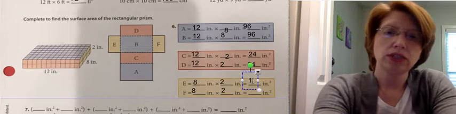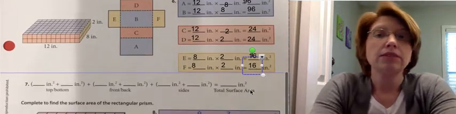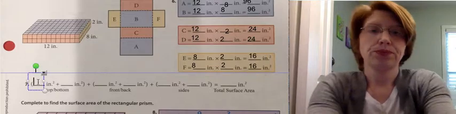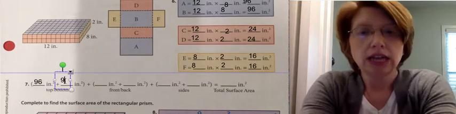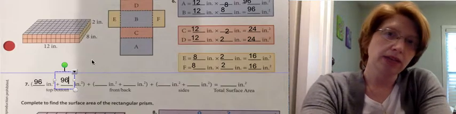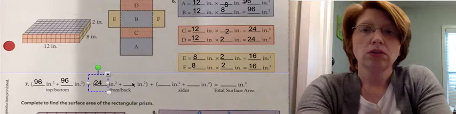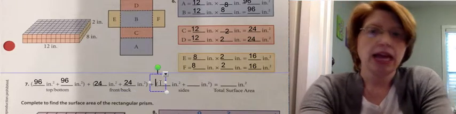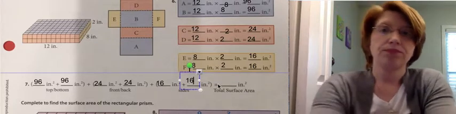8 times 2 is 16. Now I simply need to add all those together. So 96 plus 96, that's the top and the bottom, that's the blue. 24 plus 24, that's the front and the back, and the sides are 16 plus 16.